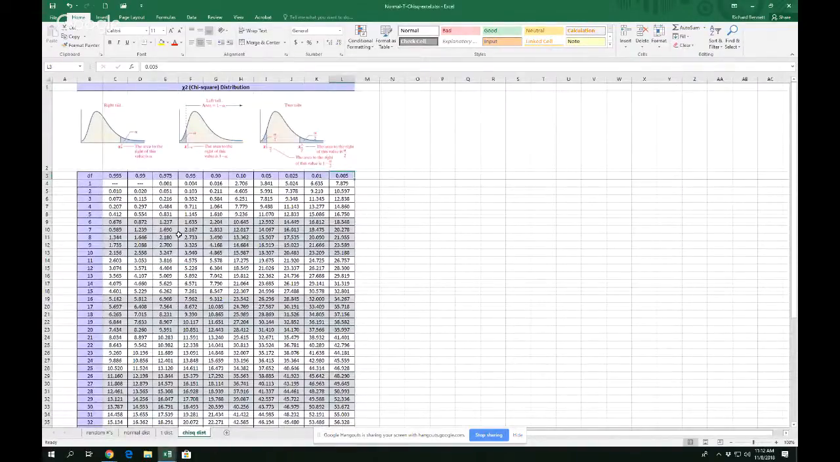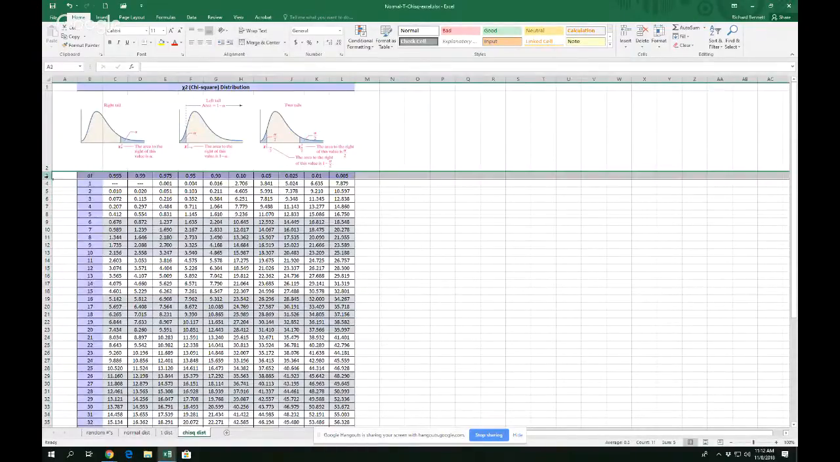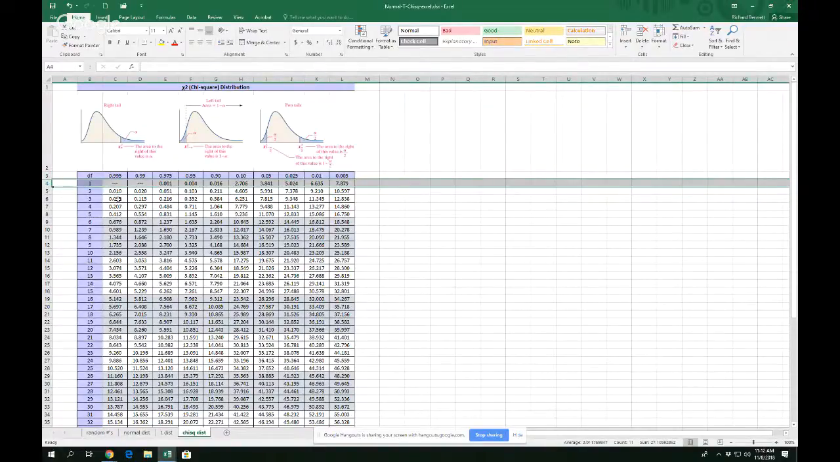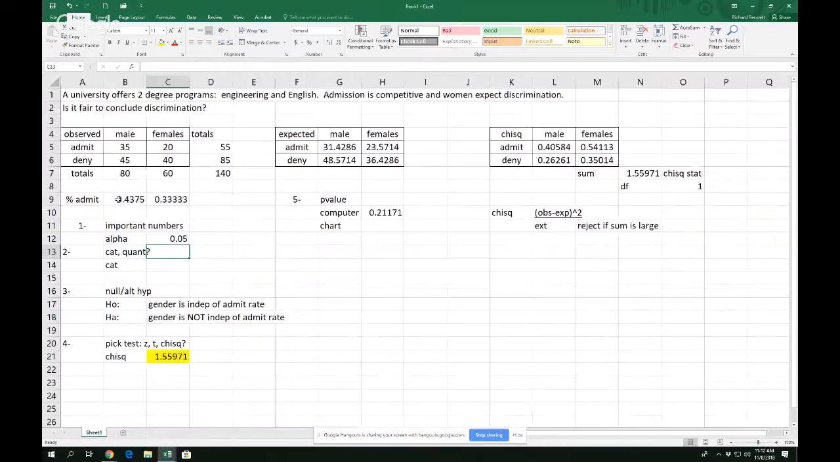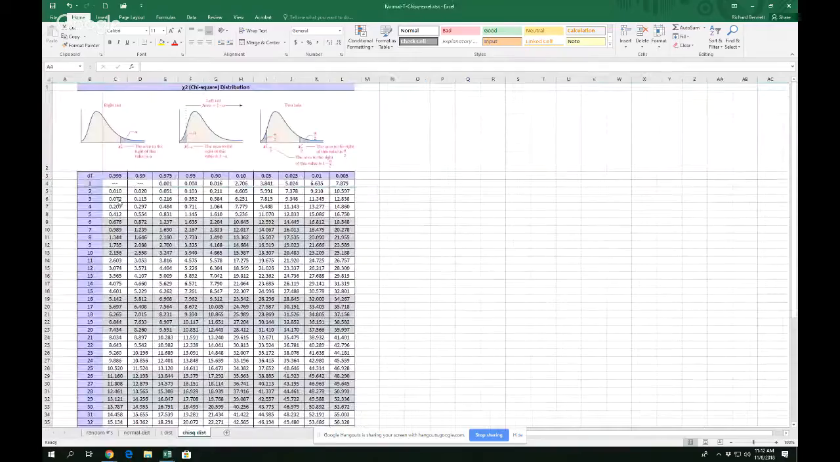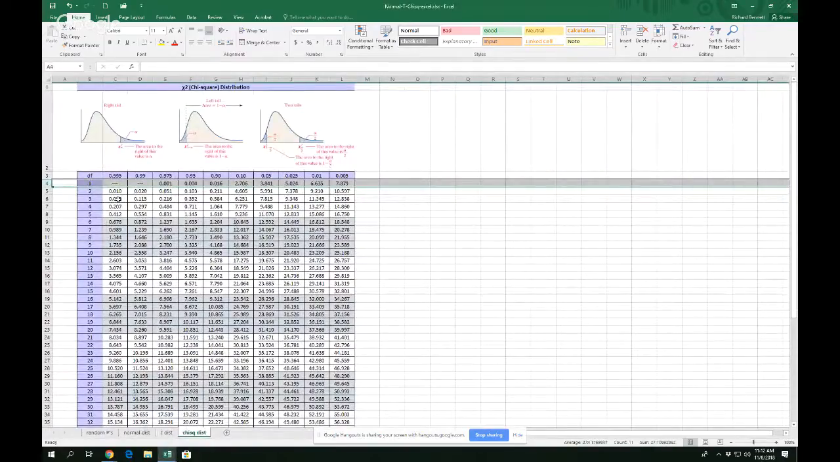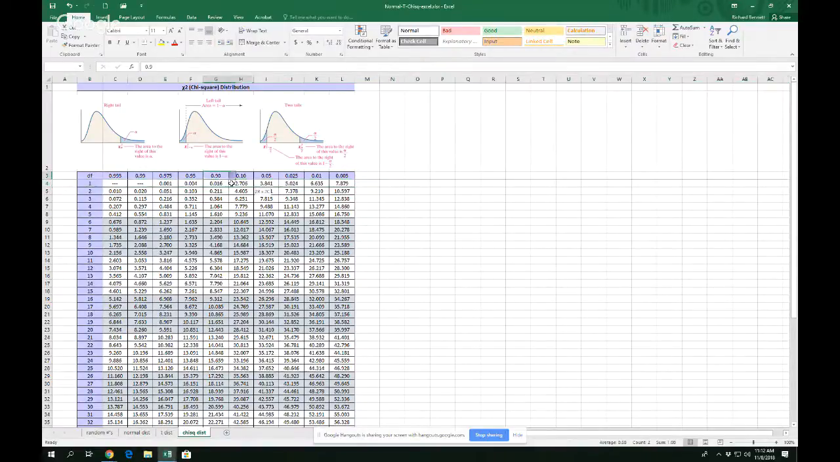So the idea here is you've got your degrees of freedom in column B, and then this is the value to the right of that. So if I'm looking at this line, 1 degree of freedom, and I got a value of 1.55971, right? So where does 1.55 fit on this line here? You see? It fits right between those 2 numbers, 1.55. So in this case, it fits right in here.